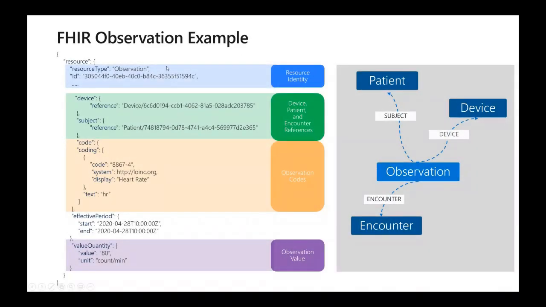And here's a quick example of a FHIR observation that would be created by the connector. We have the internal ID and the resource type. We have the device and subject references, which is the patient reference in this case. Coding, so right here we have a LOINC code for heart rate, the effective period, and this one is just a simple value quantity.